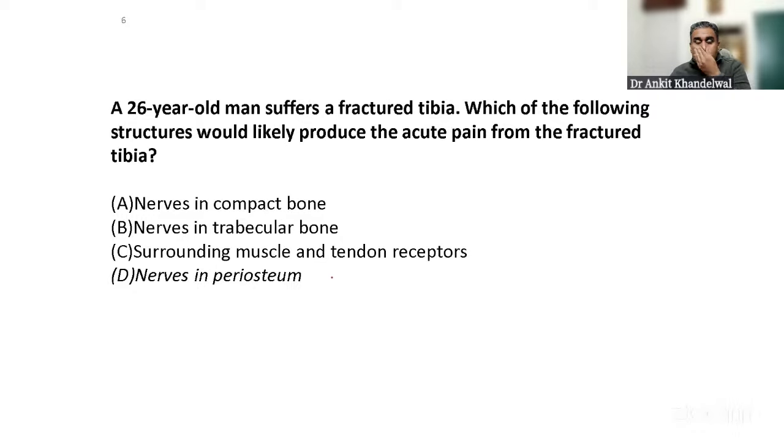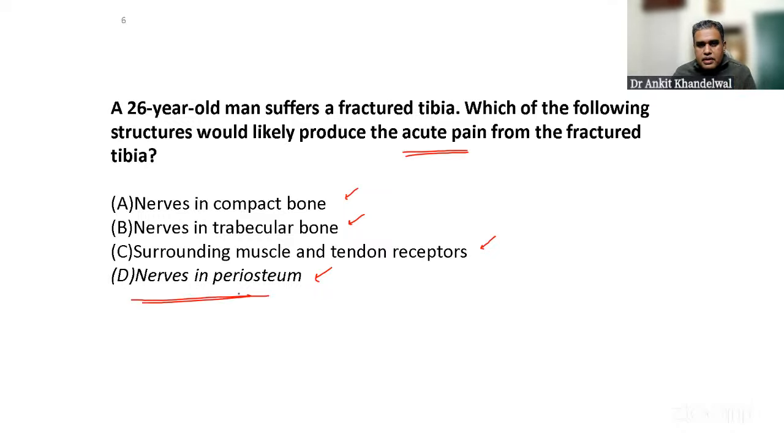Okay, a very interesting question. A 26-year-old man suffers from a fractured tibia. Tibia is one of the leg bones. Which of the following structures would likely produce the acute pain from the fracture? Obviously, when there's any fracture, there is a lot of pain. They're just asking that the pain coming from a fracture is coming from which nerve? Is it the nerve in the compact bone? Is it the nerve in the trabecular or the cancellous bone? Is it the surrounding muscles, or is it the nerve in the periosteum? What is that main involved nerve which is causing the pain?